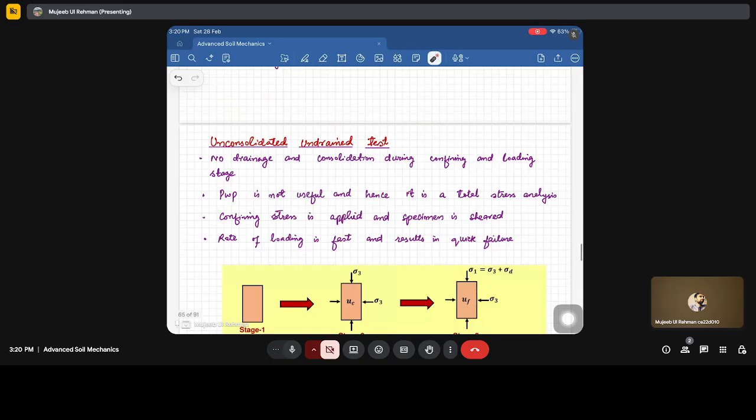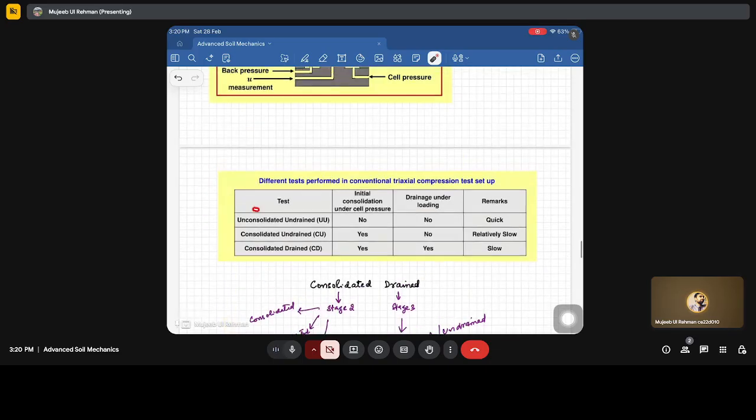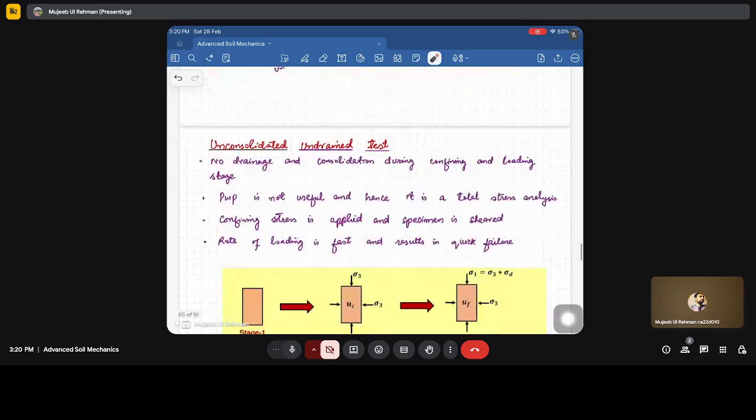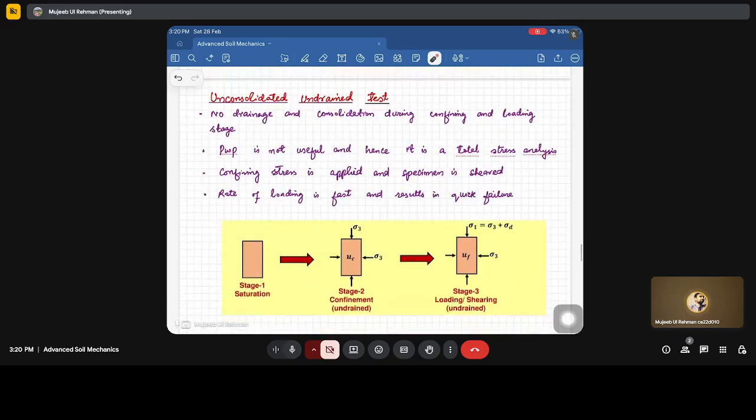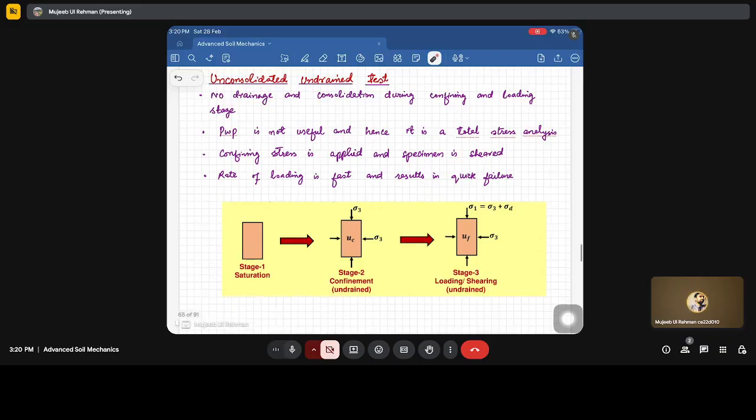Now, if we talk about the first test, the unconsolidated undrained test, as I told you, there is no drainage and no consolidation during the confining and loading stages. Both things are restricted. Consolidation is restricted, and during shearing there is no drainage. So when there is no consolidation, we are not allowing the drainage to happen either.